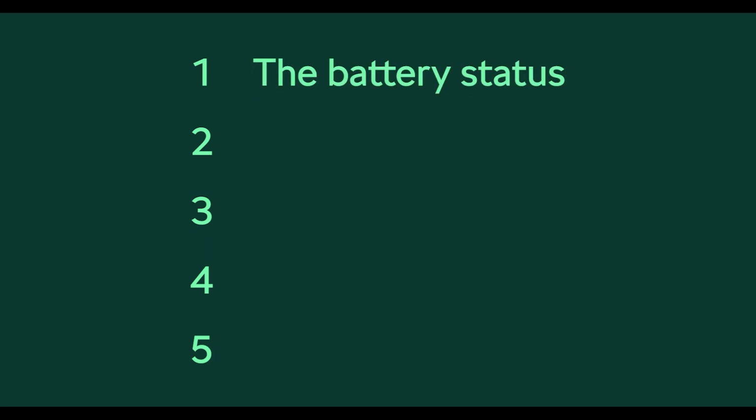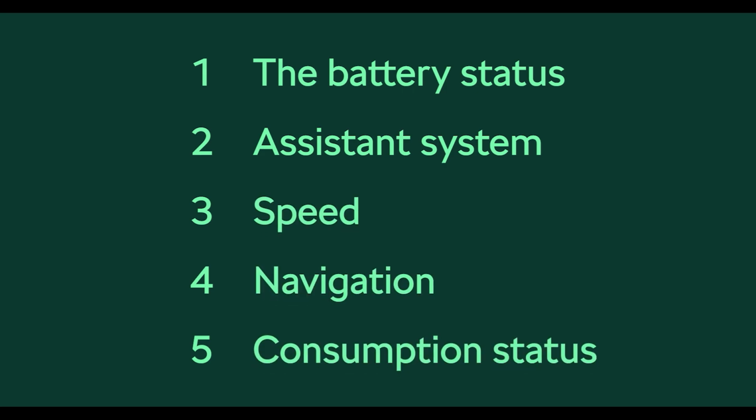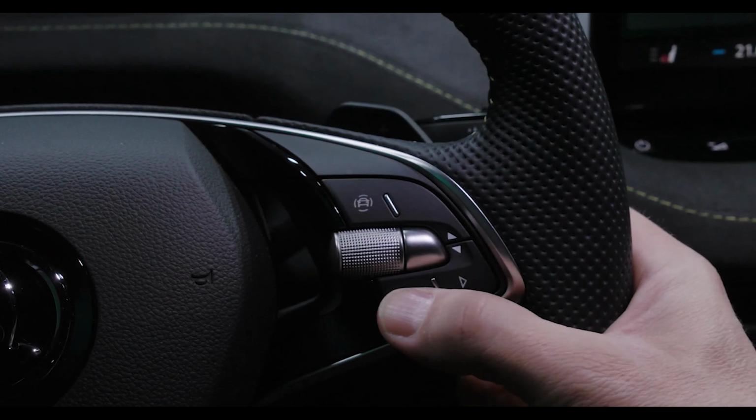There are 5 sets of information available: battery status, assistant systems, speed, navigation, consumption status. By pressing the layout button on the steering wheel, we can change the type of information we are seeing, though the information on speed always remains visible.